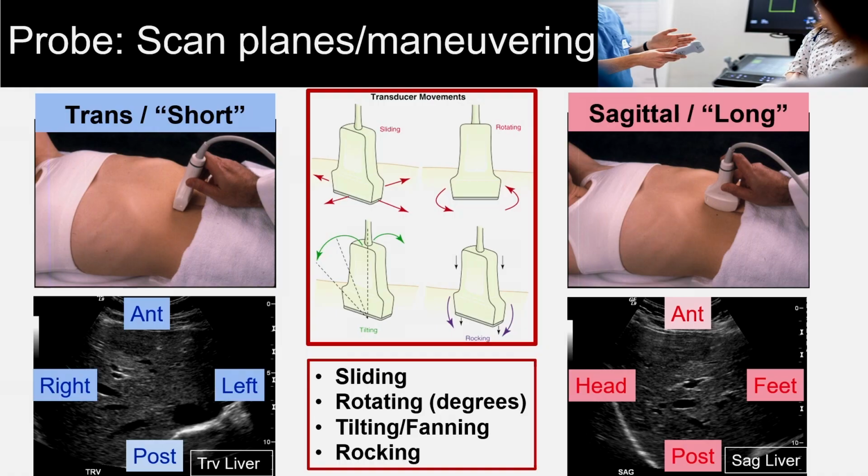When someone says, go ahead and fan it or tilt it, you're actually tilting that probe along the long axis. And when someone says, I want you to rock the probe to get a better look at the gallbladder or something, you go along the short axis. Again, sliding, rotating, tilting, and rocking, important before you begin scanning.